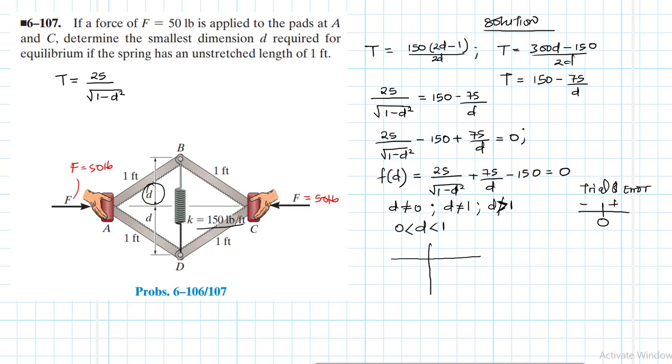So with this in mind, let's try out some values. Let's have the value of D here and the function of D on the other side. Let's try with 0.9. Let's feed 0.9 in there and see what we have. So it's 1 minus 0.9 squared, root of that, 25 divided by answer, plus 75 divided by 0.9 minus 150. So we have a minus 9.31.